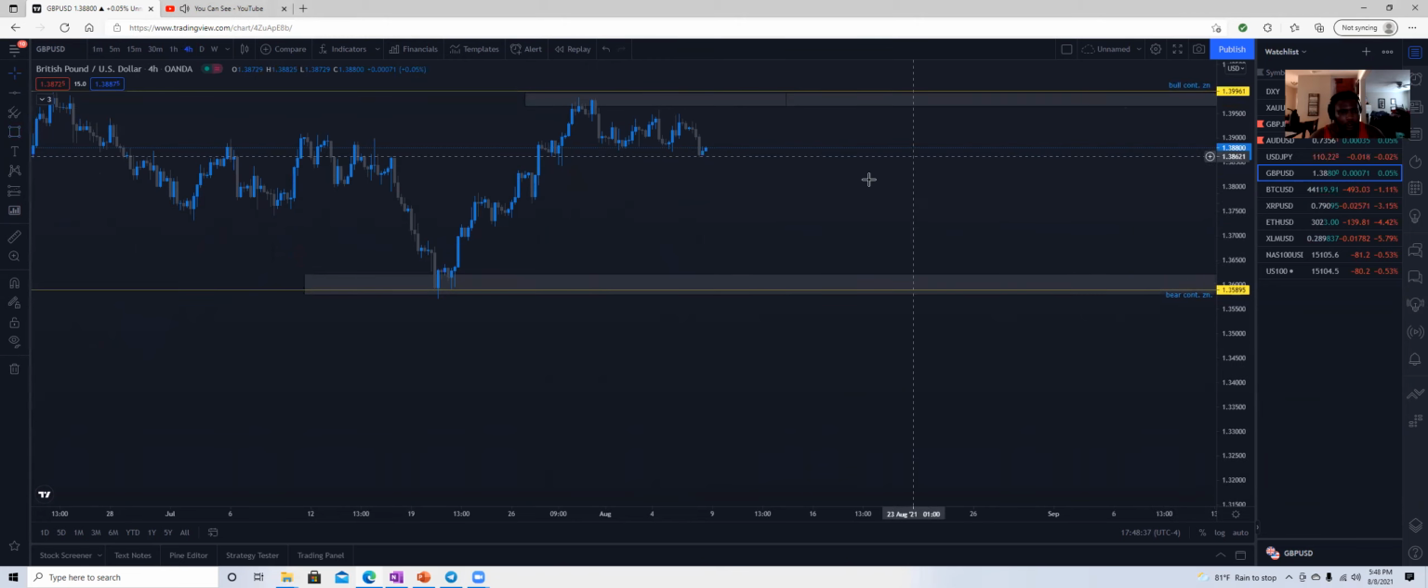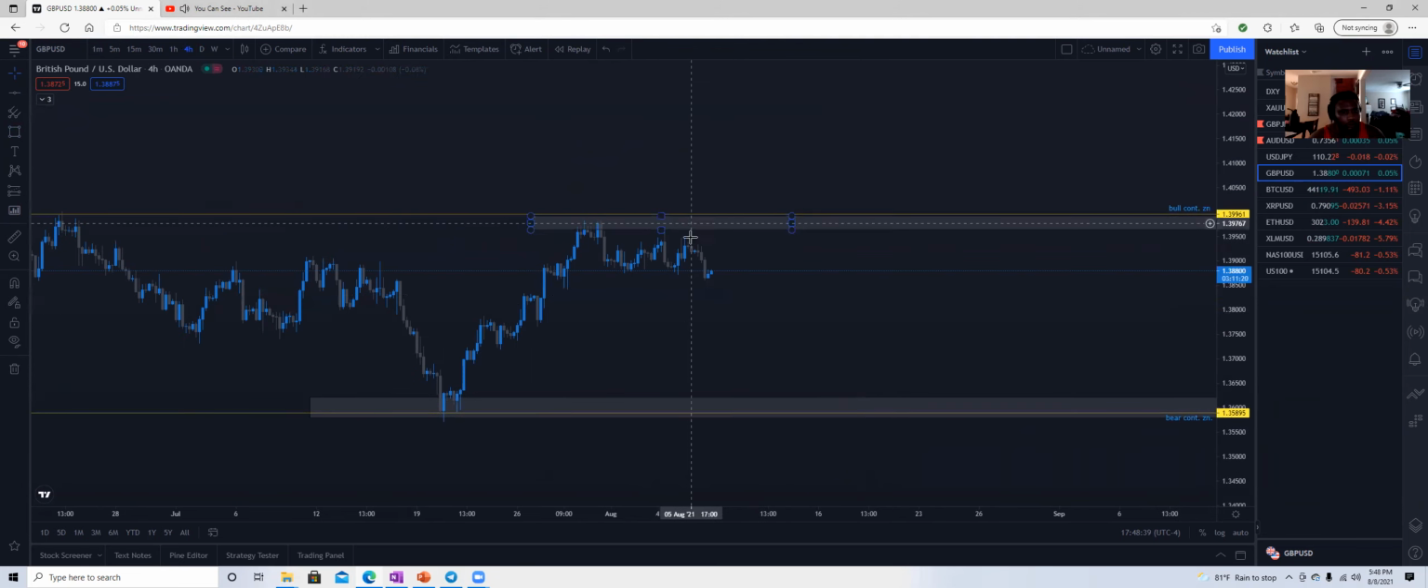So we have from the 4H, I'm looking for my current area, the current range that price is trading in, which is here, which is basically a fresh resistance.